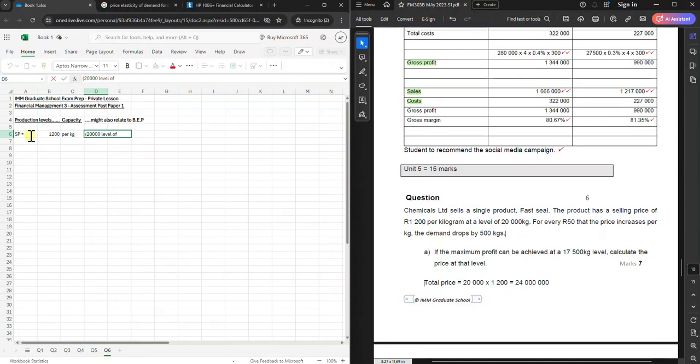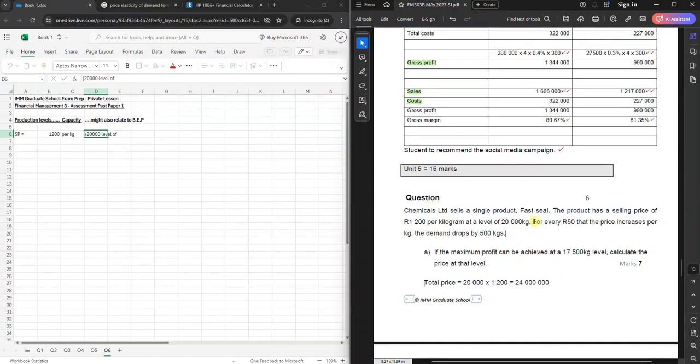So this is a very basic question looking at the selling price. If I can produce 20,000 kilograms of this fossil product, the selling price at that level of production or output is 1,200, because the market's not going to buy it for more than that. Then I'm going to be sitting with leftover stock. Okay, besides that, let's carry on.